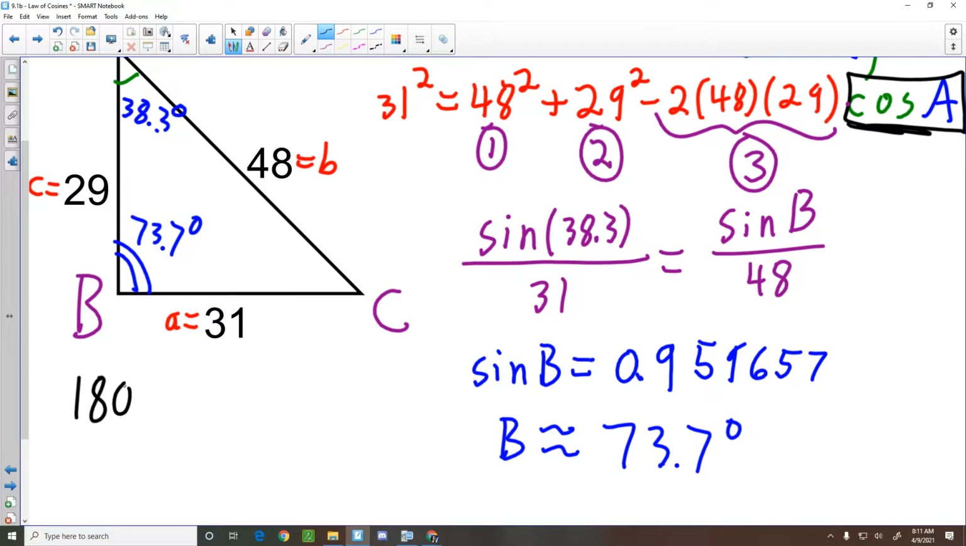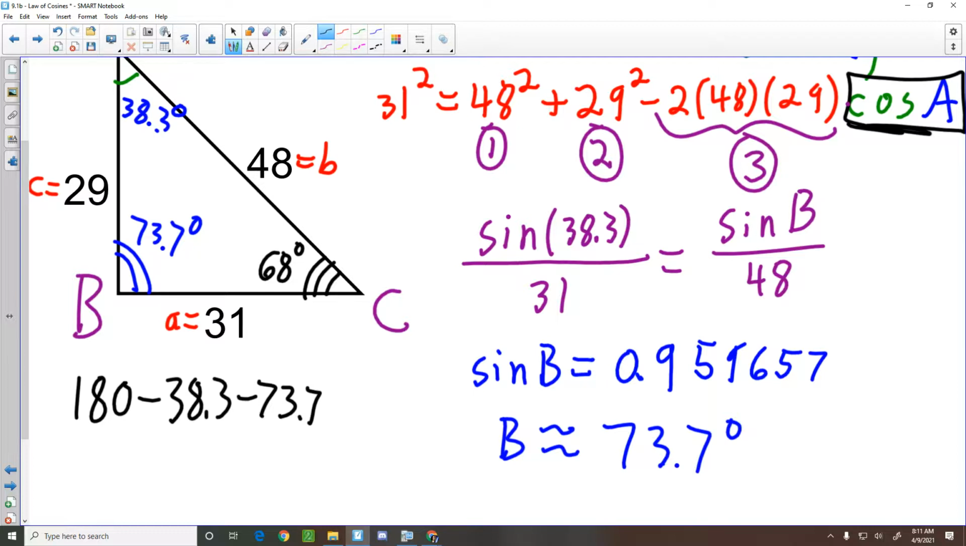So I'm going to take 180 minus angle A, which was the 38.3, minus angle B, which was 73.7. And when we type that out, we get 68. That works out kind of nice. And angle C then is 68 degrees. We have all three side lengths, and now we have all three angles.